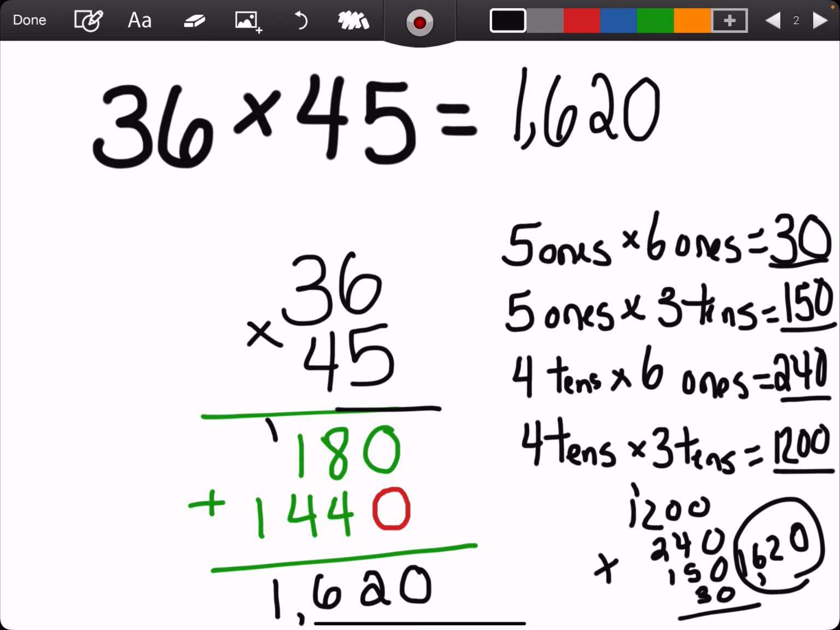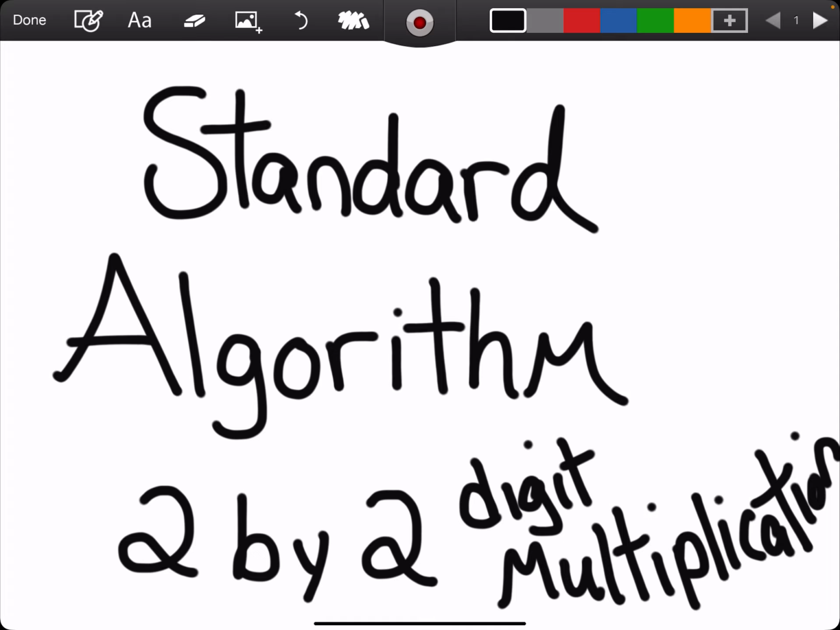Okay? Really, if you could just do the standard algorithm the way that we have been doing for years and years, that will get you the correct answer. But this is how the book is showing you. It's walking you through each step. That is the standard algorithm for 2 by 2.